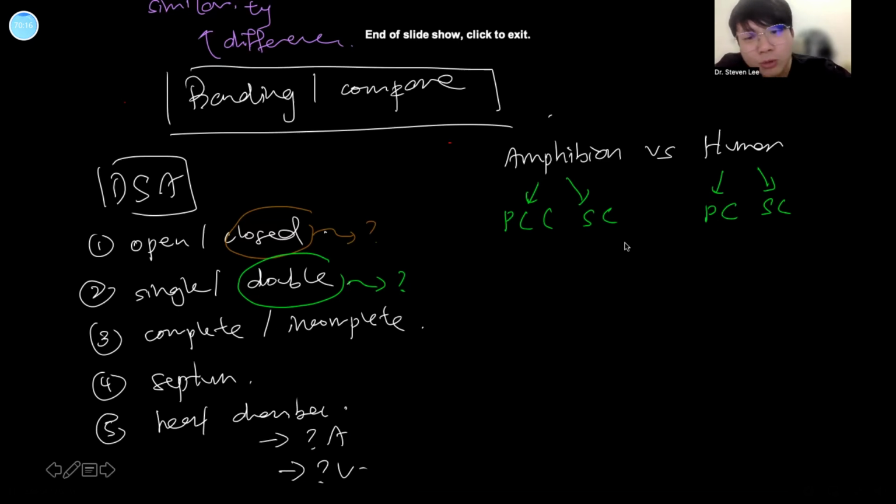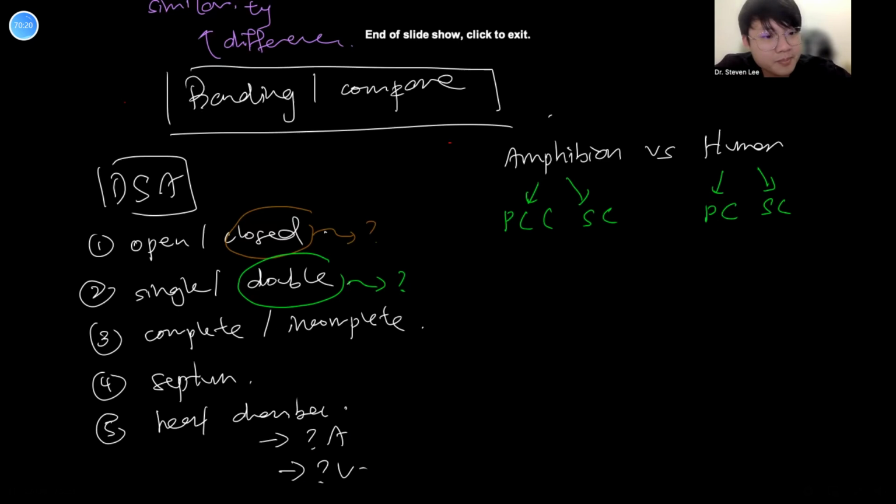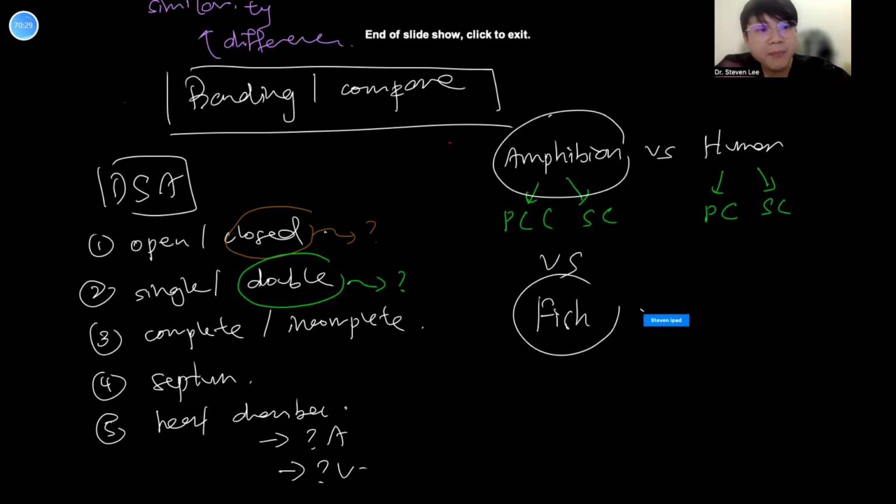You follow this format and you do your essay, you think you cannot get full marks? 6 marks, 8 marks? You really think you cannot get? This is my algorithm to target this kind of question. Faham ke tak? You understand or not? So if, for example, today they ask you amphibian versus fish, how to do?